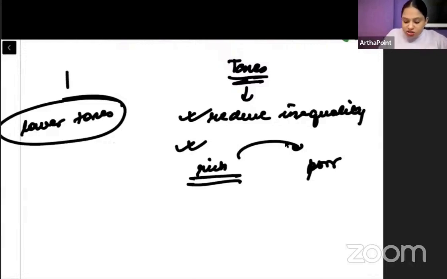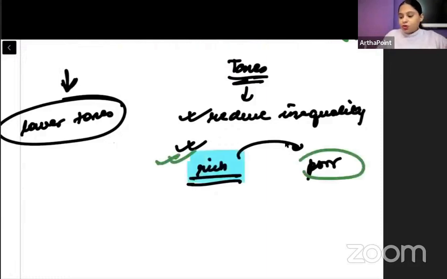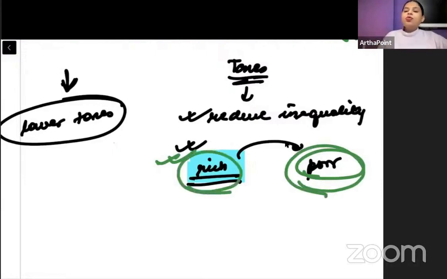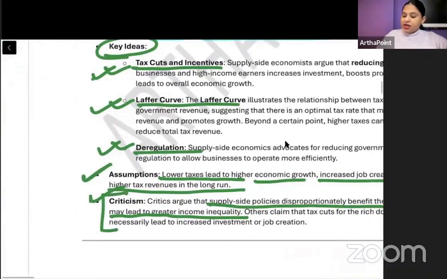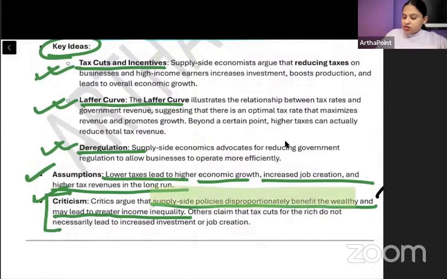Now, when we reduce the taxes, in a way, we are benefiting the rich more than the poor. ज्यादा फायदा किसको होगा? जो अमीर होगा, जिसके पास पैसा ज्यादा है, जो ज्यादा टैक्स दे रहा था. So the rich will be benefited more than the poor, right? And it can lead to higher inequality and income gaps, right? So this is one of the criticism. ये इसका एक criticism है that they argue that supply side policies disproportionately affect the wealthy. वो ज्यादा benefit किसको देते हैं? It is more helpful to the wealthy than the poor.